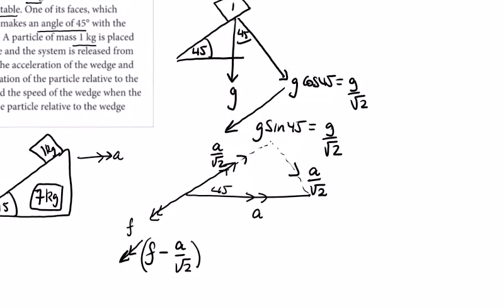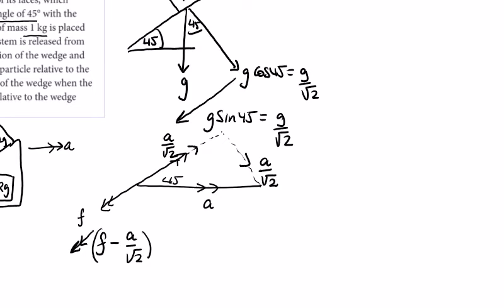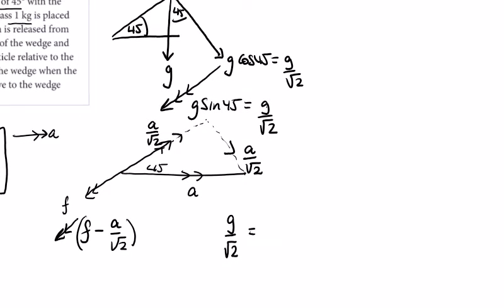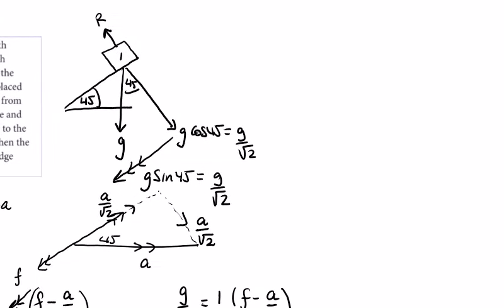So my acceleration down in this direction is F minus A over root 2, the acceleration of the particle. For my forces parallel to the slope, the only thing I have parallel to the slope is g over root 2. That's going to be equal to m, which is just 1, times a, which is F minus A over root 2. Perpendicular to the slope, we're going down this way, g over root 2 minus R, because it's not going up in the R direction. There are my forces. That's equal to m, which is 1, times the acceleration, which we got over here in that direction, A over root 2.